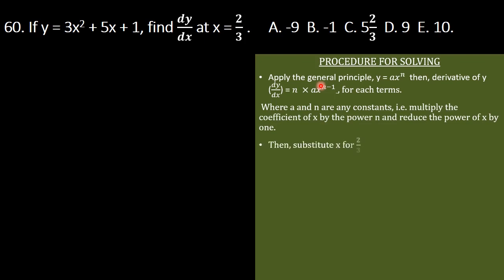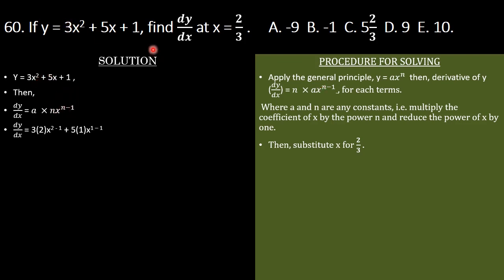Let's check the solution. Here is our expression. We apply the general principle. For each term, we are going to apply the general principle. We are going to have 3 multiplied by 2, that is n multiplied by a. 3 multiplied by 2x squared minus 1 plus 5 multiplied by 1x raised to power 1 minus 1. We have 3 multiplied by 2, 6x raised to power 1 plus 5 multiplied by 1, we have 5x. 1 minus 1, we have 0, that is 5x raised to power 0. dy dx now is equals to 6x plus 5, anything raised to power 0 is 1. 5 multiplied by 1. dy dx is equals to 6x plus 5.